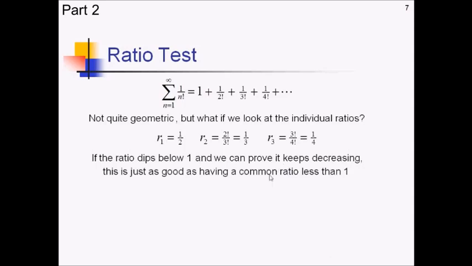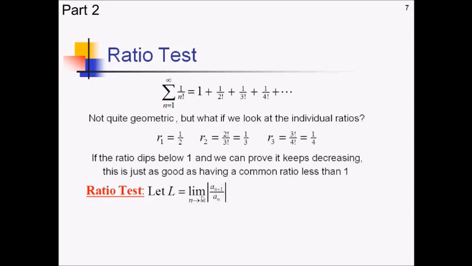So this intuition here is what leads us to something called the ratio test. Now, to prove that our ratio is going to keep decreasing, we need to talk about the limit as n approaches infinity of basically the nth ratio. So let's say that L, big L, is the limit as n approaches infinity of, and we'll have to do absolute value here, the n plus 1th term over the nth term.